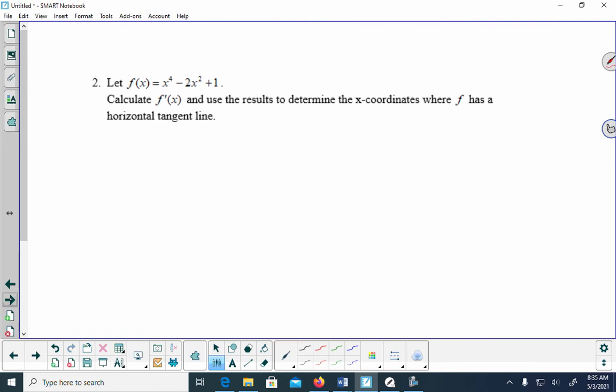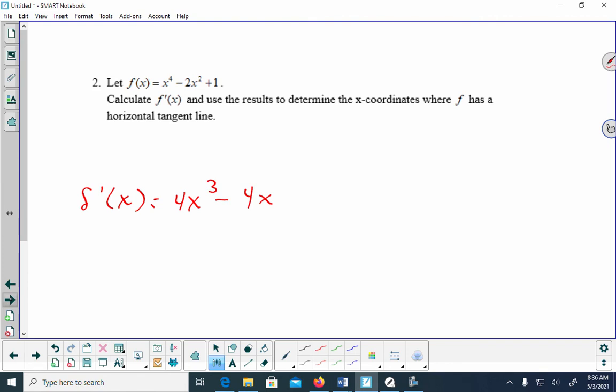Okay, the next one: let f of x equal x to the fourth minus 2x squared plus 1. Calculate the derivative and use the result to determine the x-coordinates where f has a horizontal tangent line. So the first thing I'm going to do is find the derivative. Using the power rule, I'm going to take 4 times x cubed, decrease that power by 1, minus 2 times 2x, which is 4x, and then the derivative of that 1, which is a constant, will be 0.